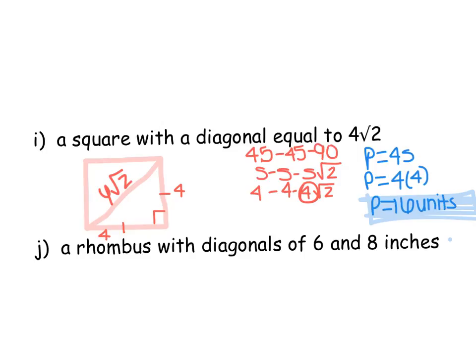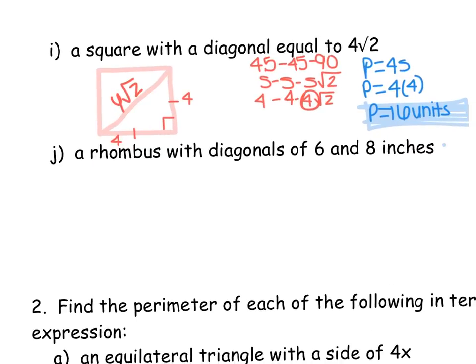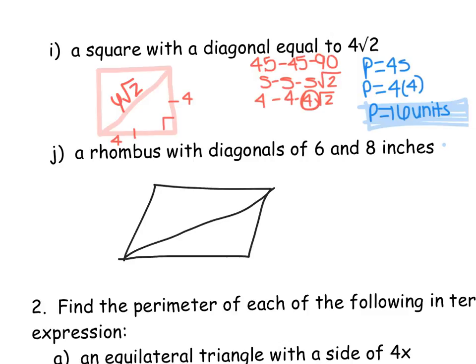Now, the last one here that I want to go over that's similar to these is the rhombus. Okay, so J is a rhombus question. Your diagonals here are going to be 8 and 6.